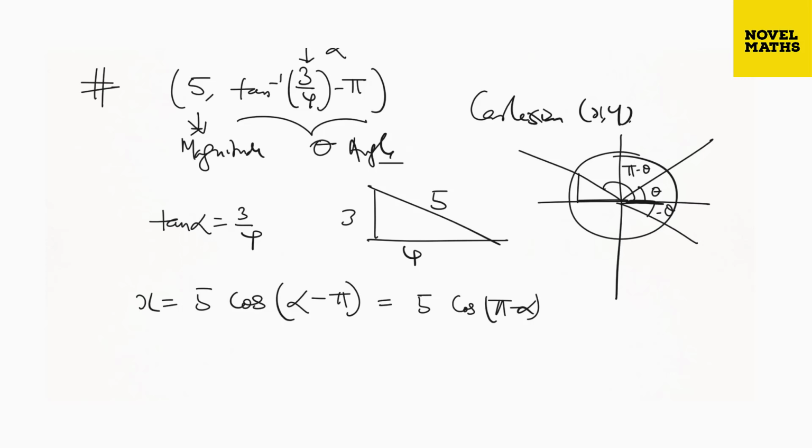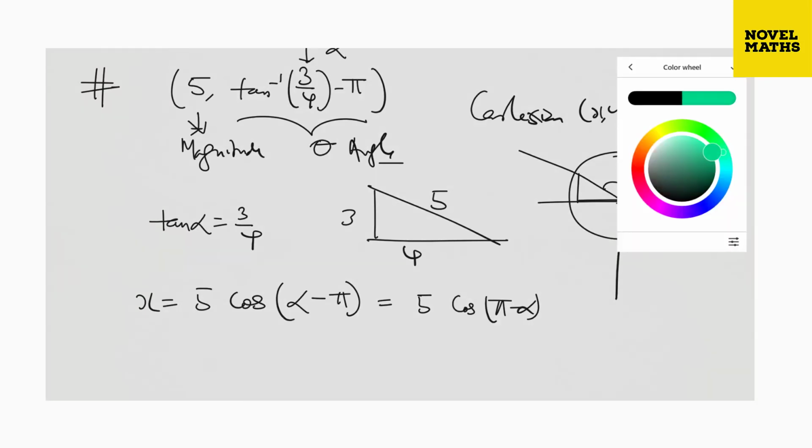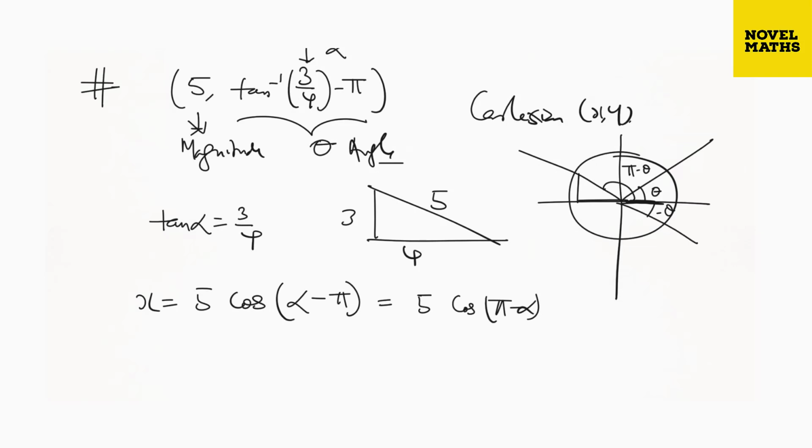And pi minus alpha is what? This is the negative of this, because if you see it carefully, this is theta, this is theta, this is pi minus theta, right? So the base is, if this is plus, this is negative. So we can write this as negative 5 cos of alpha. Cos of alpha is what? Cos of alpha is 4 over 5. So minus 5 times 4 over 5.